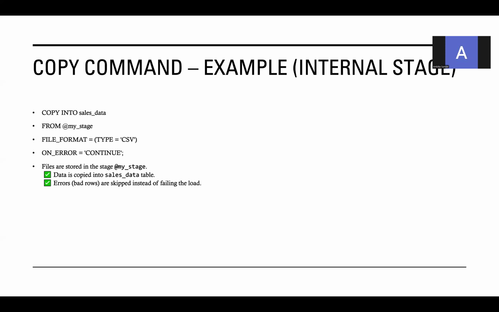Coming to this next page, I am going to use the copy into command, which is going to load the data into the sales data table from @internal stage. File format is CSV, on error is equal to continue. Files are stored in the stage. Data is copied into sales data table. Bad rows are skipped instead of failing the load. To avoid failing the load, you are going to skip the bad rows, but see to it that you are not skipping the good rows as well.